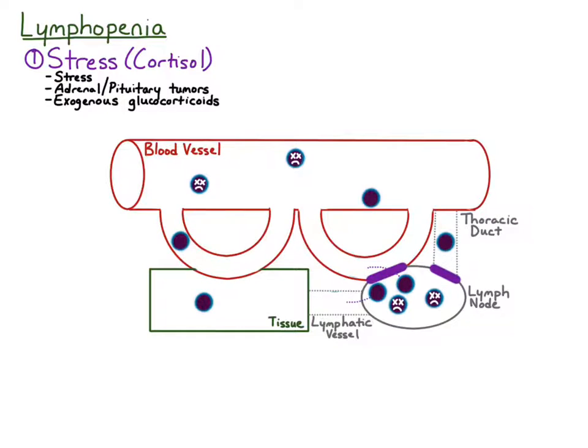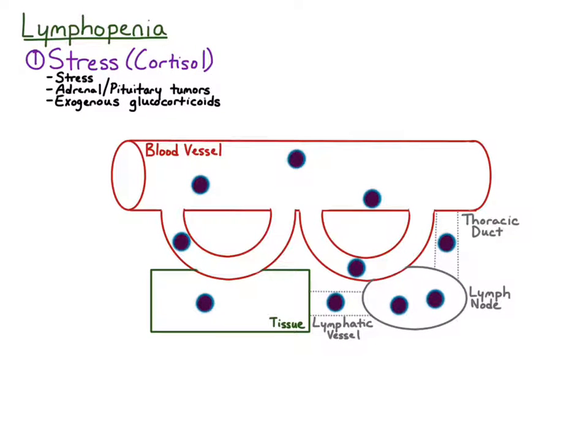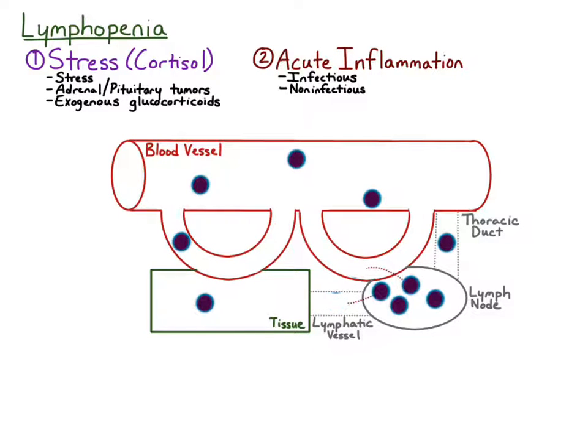I'm going to reset this picture and move on to the second cause of lymphopenia, which is acute inflammation. And this can be inflammation due to any infectious or non-infectious cause. Acute infection or acute inflammation causes lymphopenia because, again, the lymphocytes home to the lymph node and they're just waiting there to be primed with some sort of antigen. And once they get there, they stay in the lymph node, so they're sequestered within the lymph node. And then finally, lymphocytes move from the blood into the area of inflammation within the tissue.